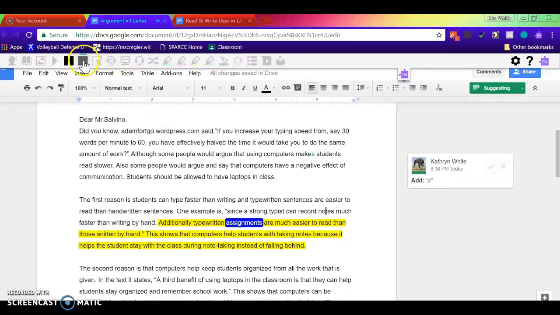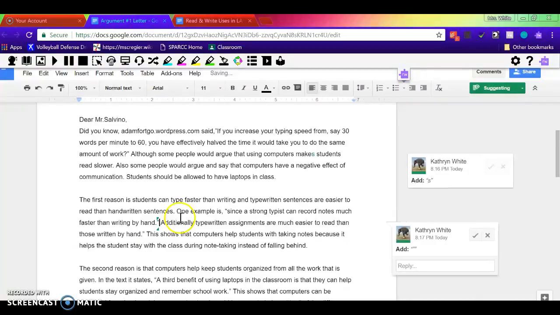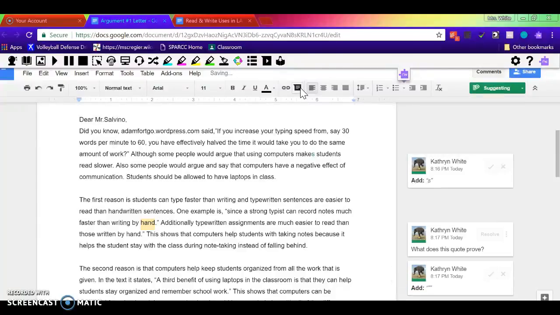Additionally, typewritten assignments... Okay, so then here I would just have him add in his quotation marks, and then I might leave him a comment that says, what does this quote prove? Okay, so again, you get the gist of how it's easily used for suggesting mode in Google Docs and peer editing in the language arts classroom.